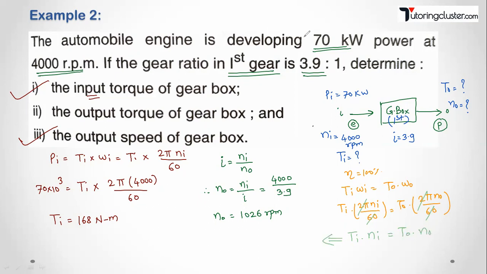ये यूज करेंगे. कैसे यूज करेंगे? TI पता है कितना है? 168 into NI पता है 4000. To that you have to calculate TO, and NO just now you have calculated. So calculate TO from this. Very easy. So you are going to get around 652 Newton meter. 652 Newton meter. Okay, please check. Okay, is it clear?